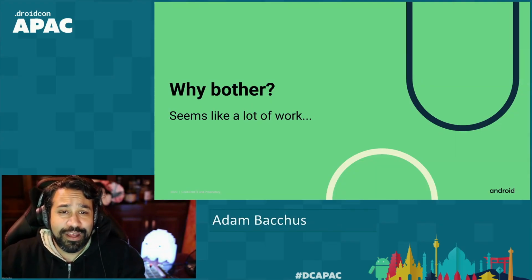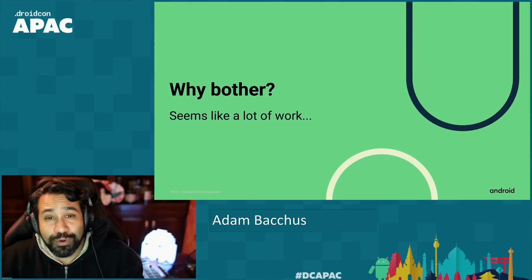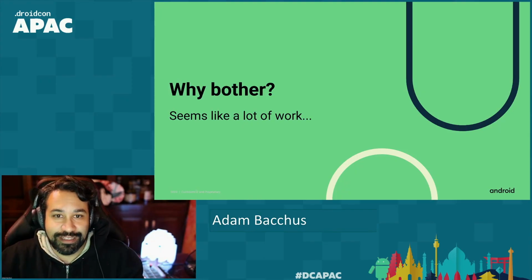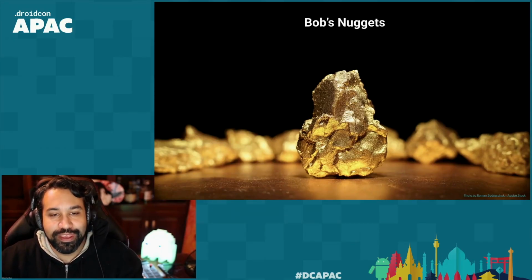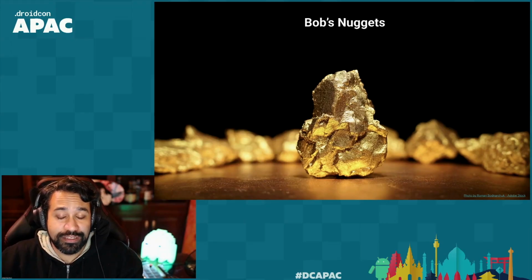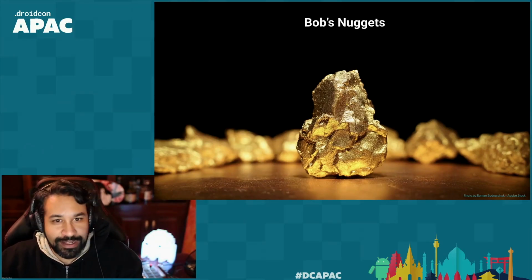Well, to help illustrate the value of a VDP, I'd like to tell you a quick story about Bob and his nuggets. That's right, Bob's Nuggets. Bob's Nuggets is an app that helps users buy and sell precious metals from each other. The app handles sensitive user data such as name, gold inventory, birthday, home address, phone number, you name it, it's in the app.